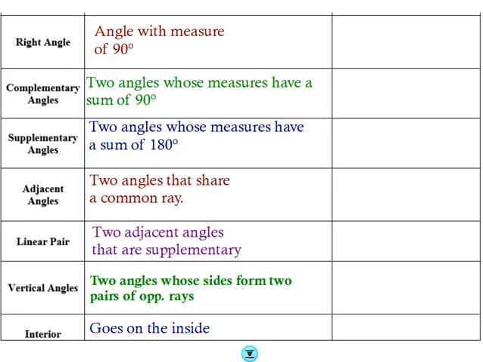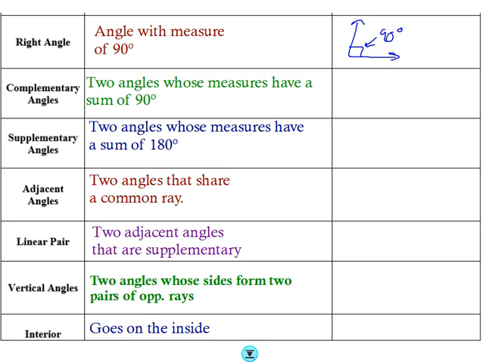Alright, moving on again, just take a moment, pause the video, write this stuff down. When you're finished, come back and we will explain these words here. So a right angle is an angle whose measure is equal to 90 degrees. We briefly talked about that with Pythagorean theorem. Remember, this little box here indicates 90 degrees.